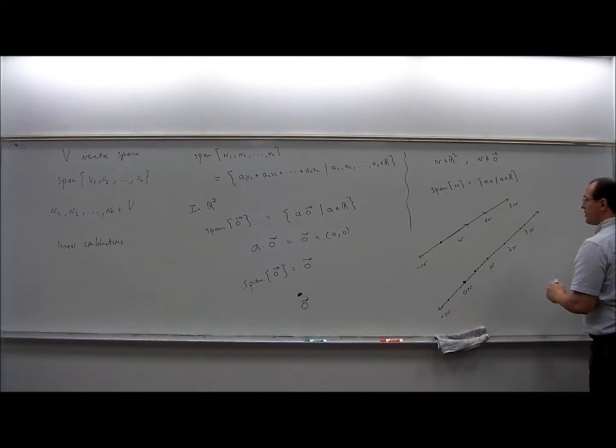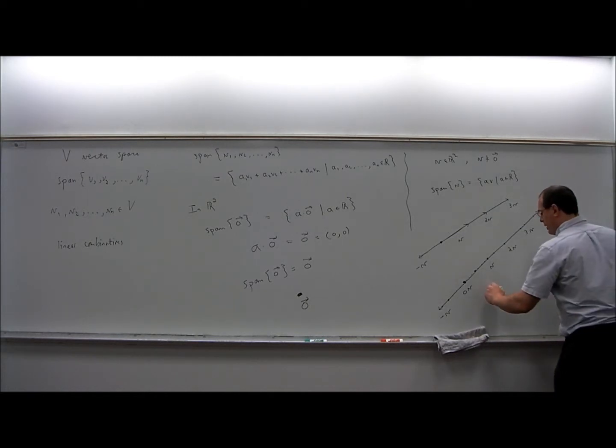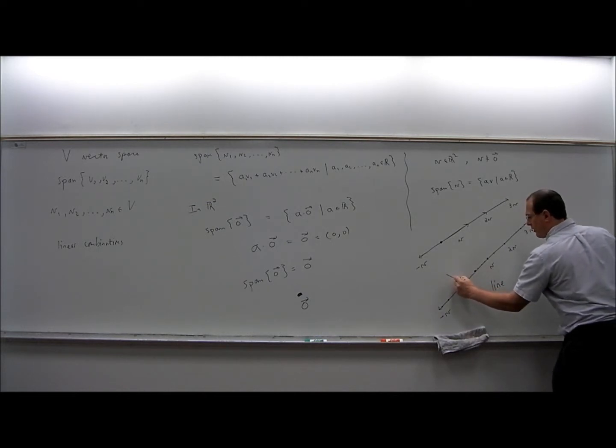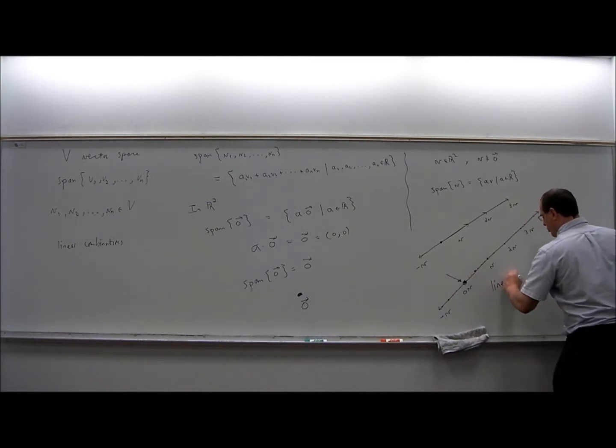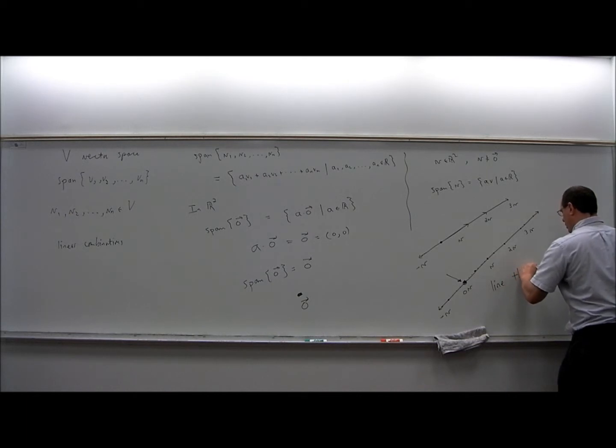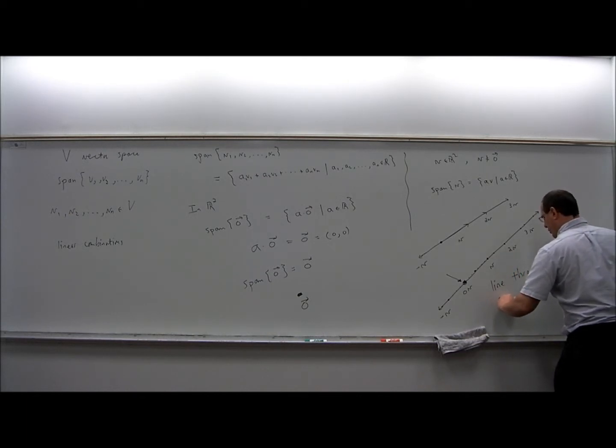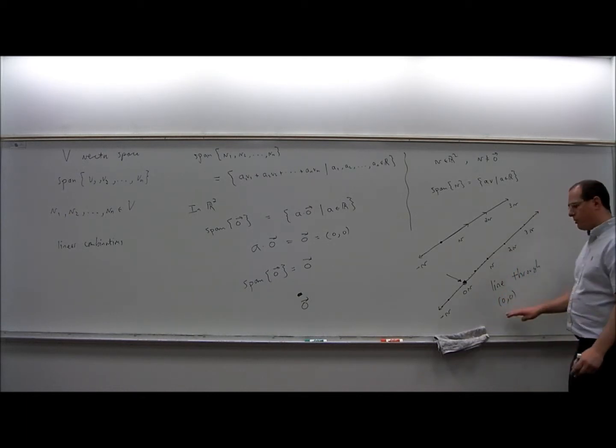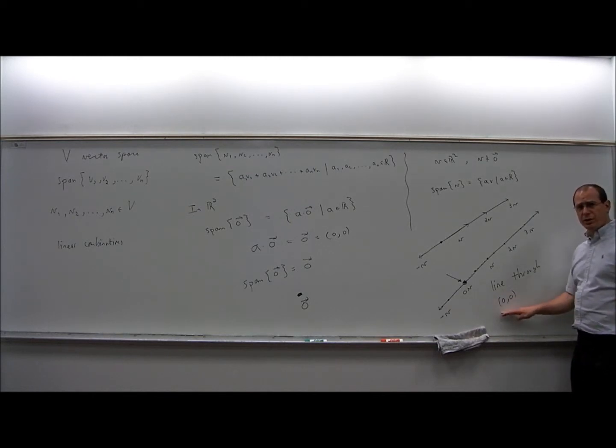So we think of the span of a single vector in R2 or R3 or R4, for that matter, to be a line. It goes through the origin. That's very important. Our line goes through (0, 0). In 3 dimensions, it still goes through the origin (0, 0, 0).